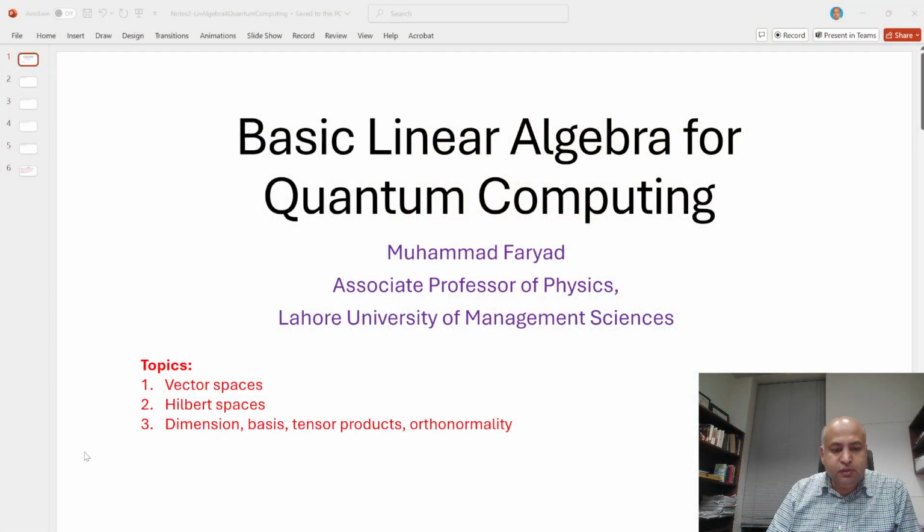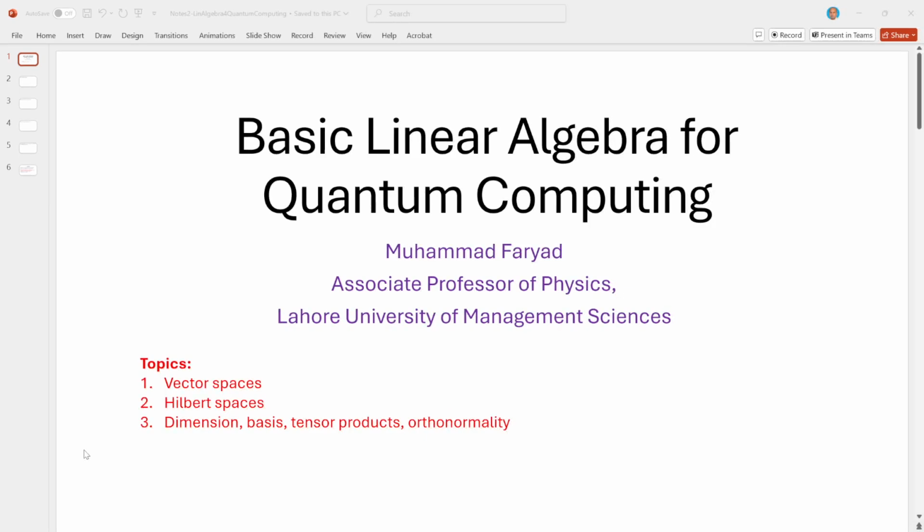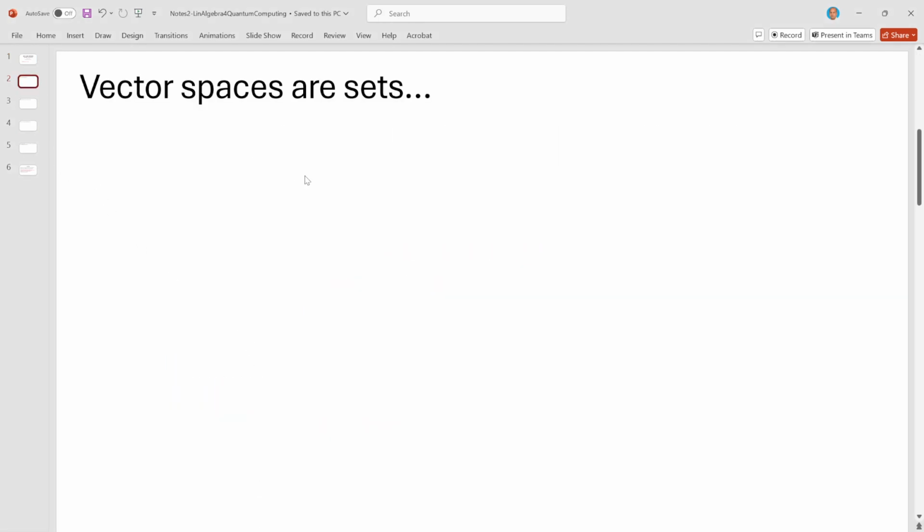Therefore, in this short introduction, I would like to review some of the concepts like vector spaces, Hilbert spaces, and associated concepts like dimension, basis, tensor products of Hilbert spaces, and orthonormality of basis vectors. So let's start with vector spaces. So vector spaces are sets.